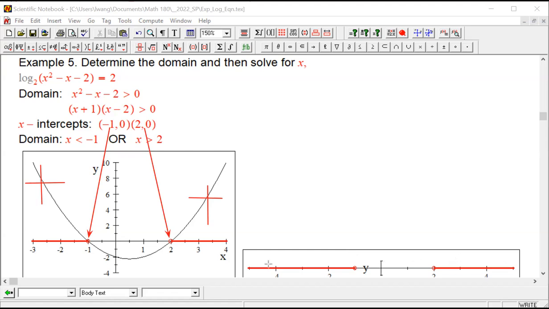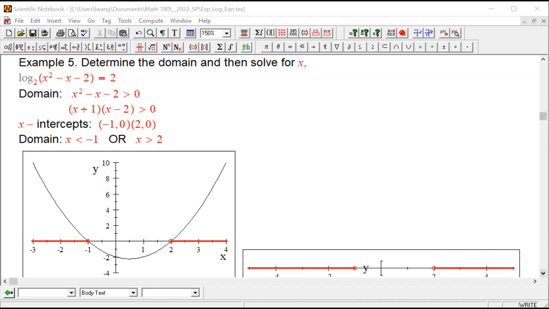And you can use interval notation to express the same thing. Okay? So the domain will be x less than -1, which is all of these, or larger than 2. Right, so these illustrations hopefully will help you to understand. Okay, if you have any questions, please let me know.